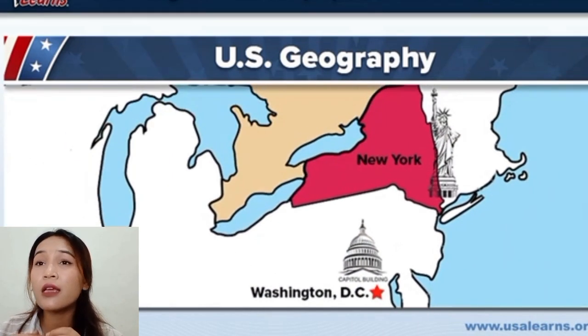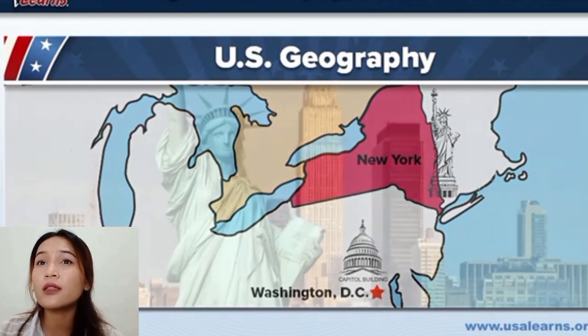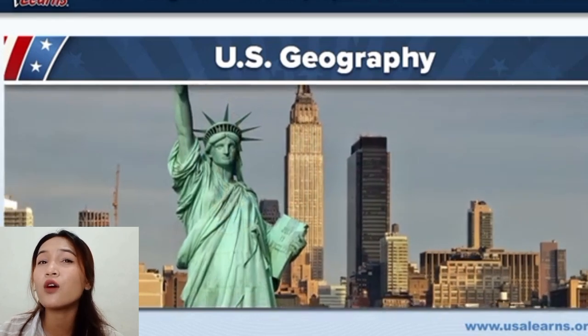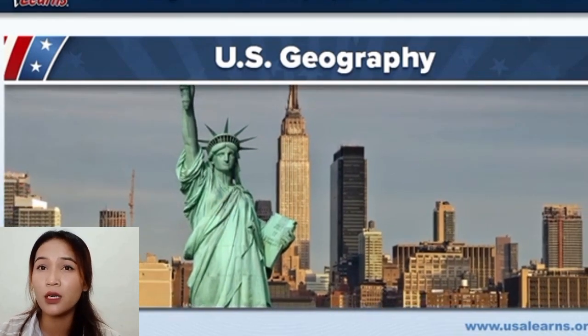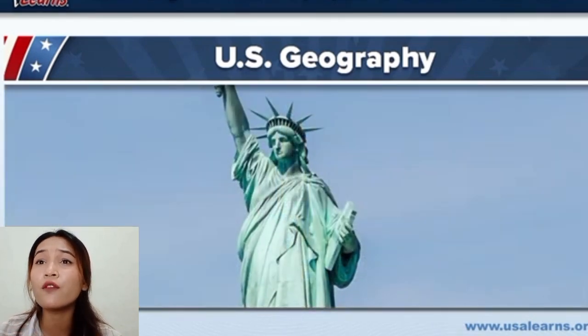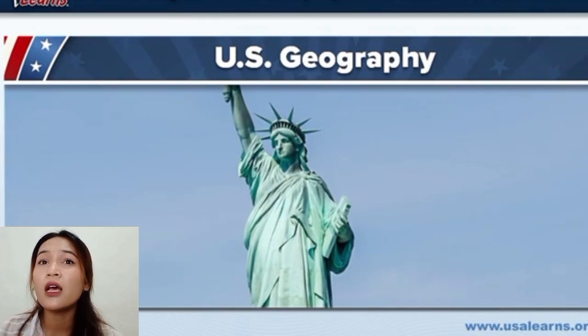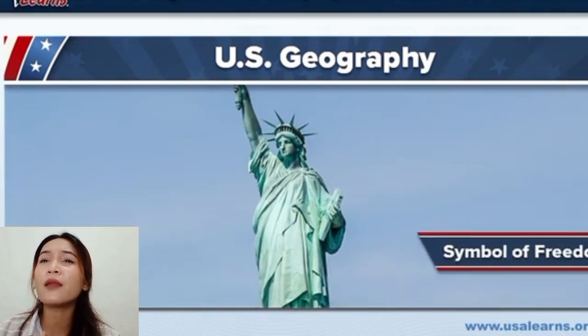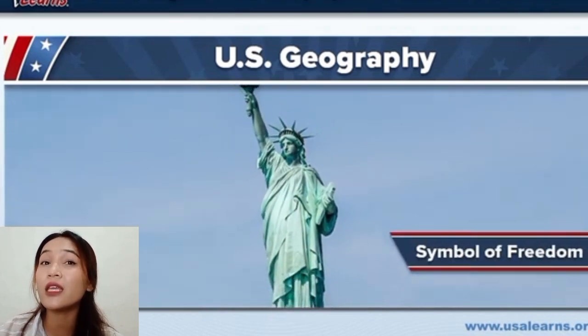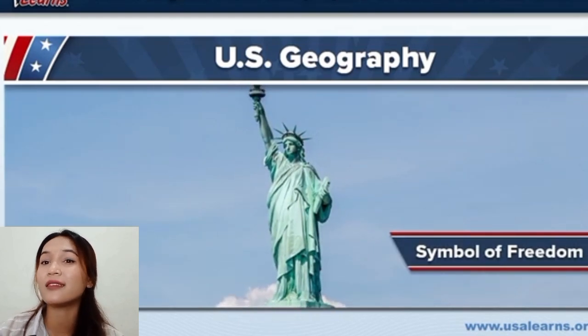Many immigrants came to the United States by boat to New York. The Statue of Liberty is located on an island in New York Harbor. For many, the Statue of Liberty in New York Harbor is a symbol of freedom and the beginning of a new life in the United States. So guys, this is the explanation about the geography of the United States.